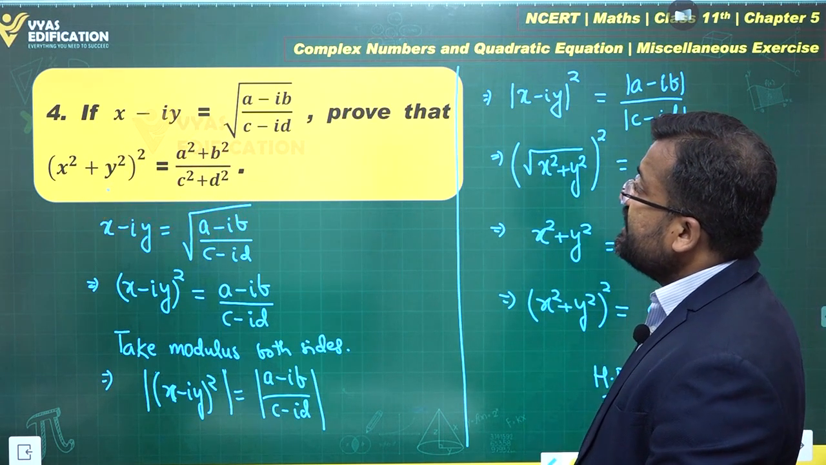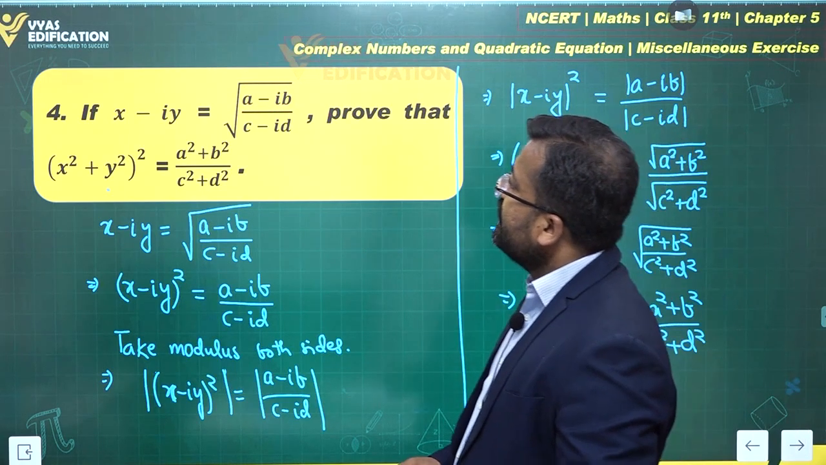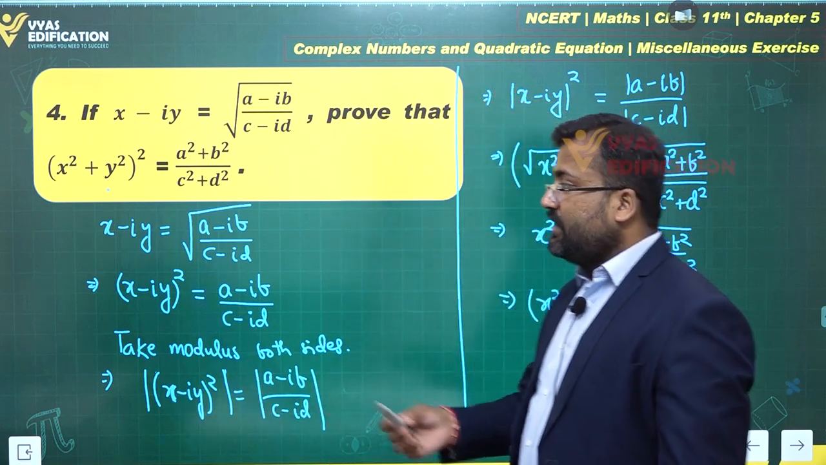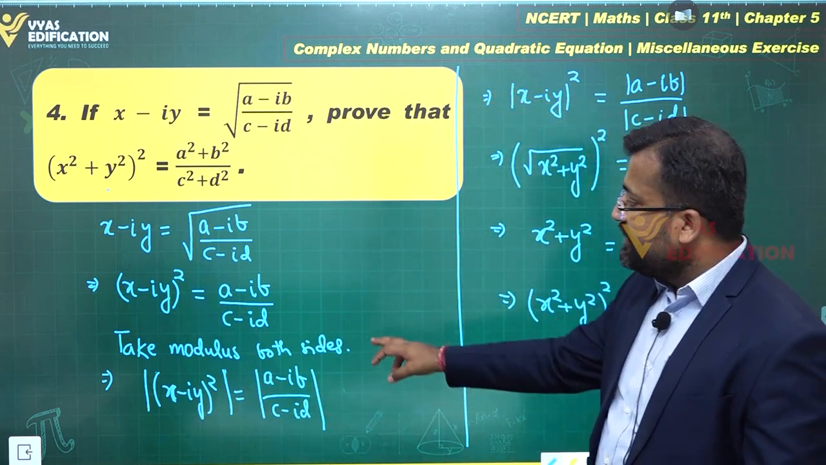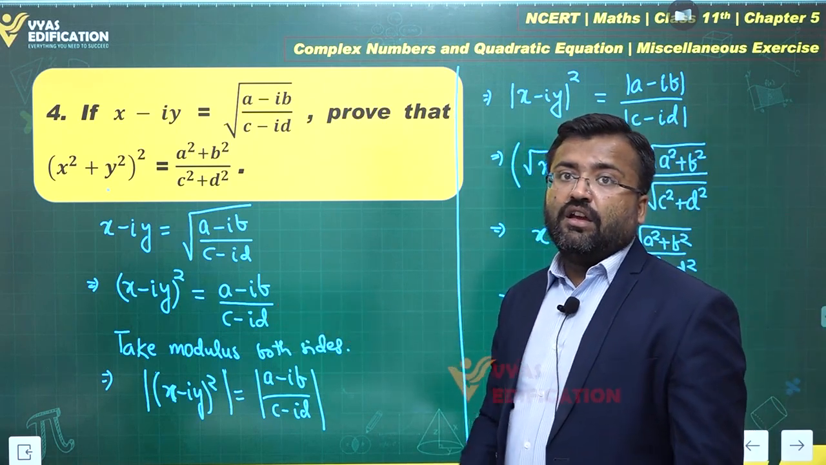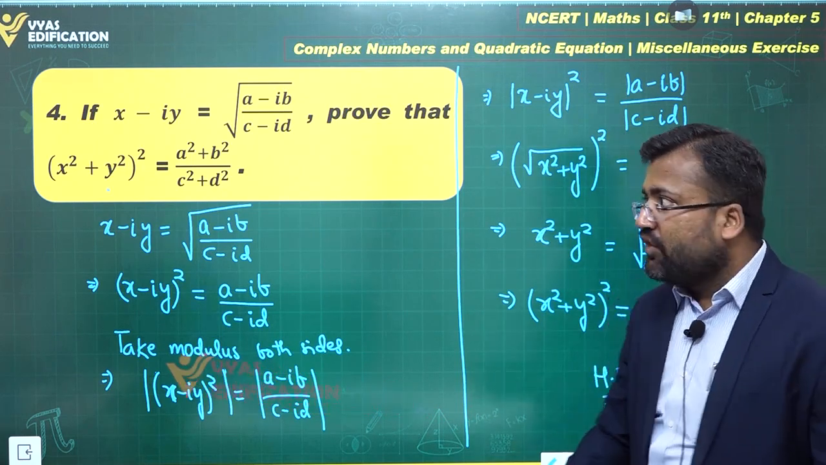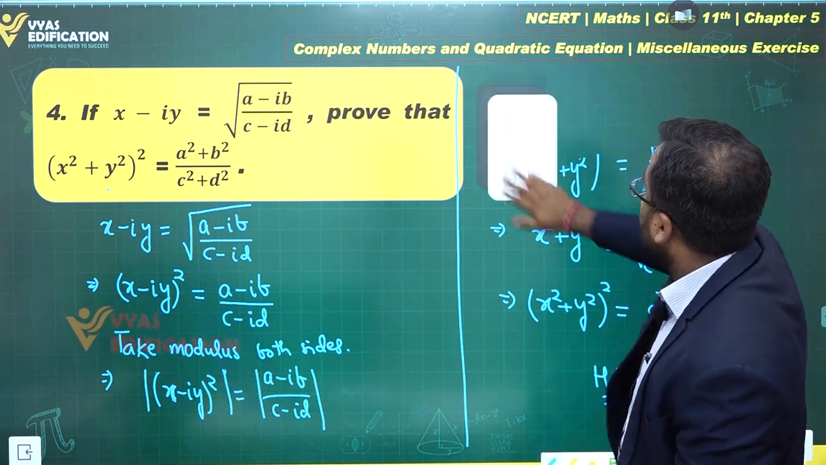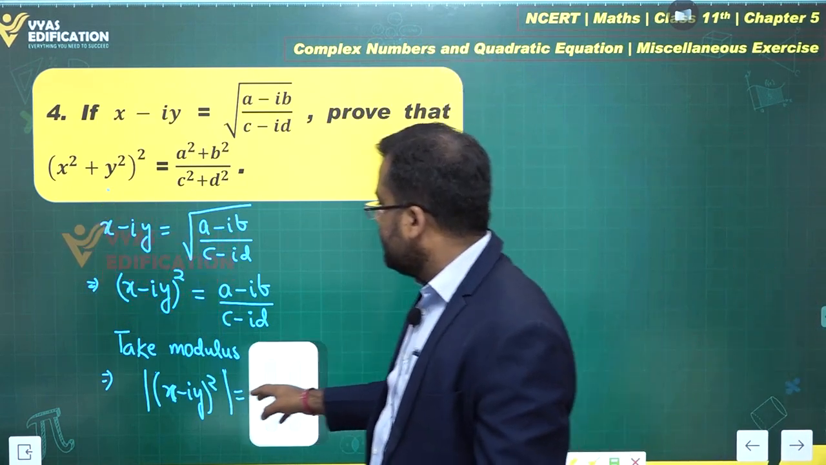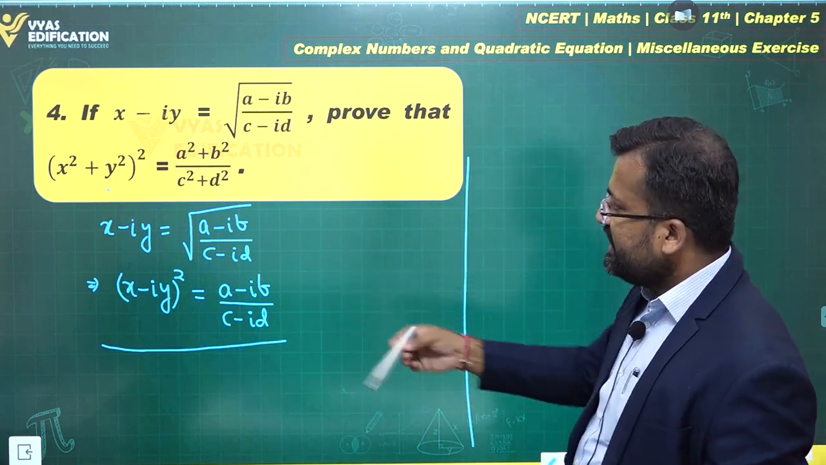X minus iy is equal to a minus ib over c minus id. What you will do is, you will square both sides first. The other method I am discussing now: instead of taking modulus both sides, you will simplify this. Now, how do we simplify this? I'll write a few steps to give you a glimpse, just a few steps, because the solution will be pretty long in that case. Let me just write the square.